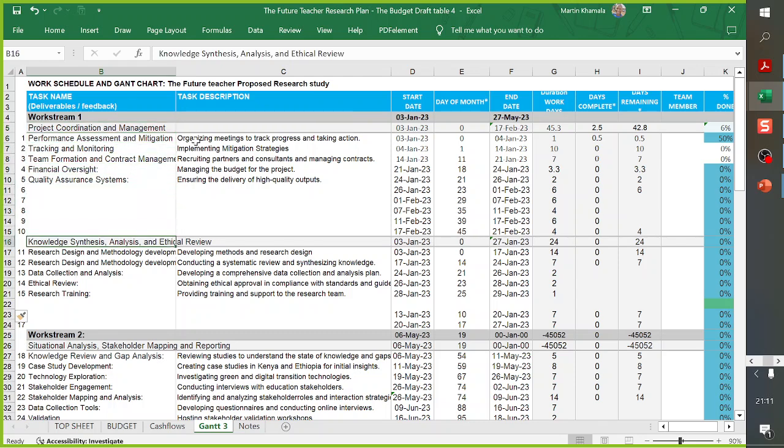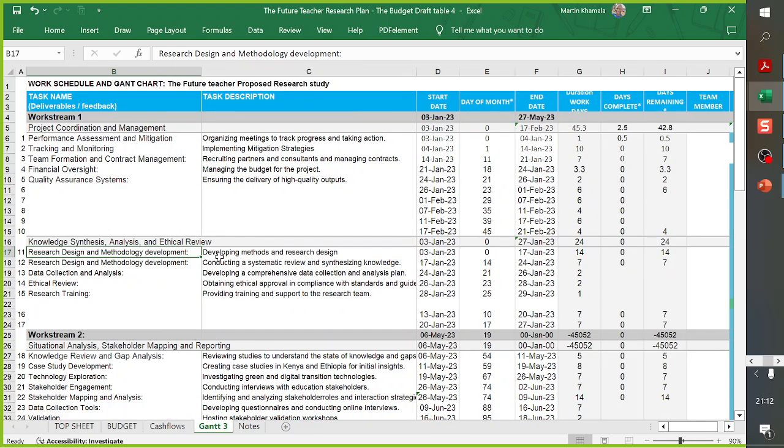But there's another aspect over here of knowledge synthesis, analysis, and ethical review. So let's look at this one. The activities would involve, I'll just widen this slightly, research design and methodology development. I've written it here twice. On one side, it is developing methods and research design. That's under research design and methodology. And then conducting systematic review and synthesizing knowledge. So this is when we do the systematic review. I think the second part here should be on the second line. So research design is that, and methodology development is this.